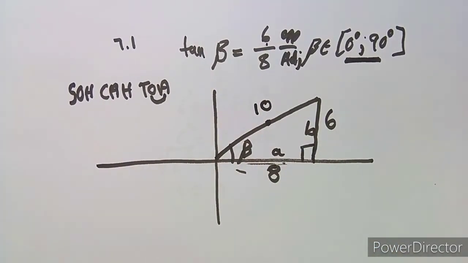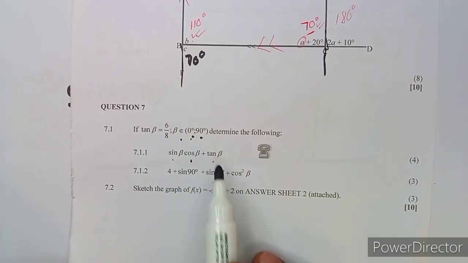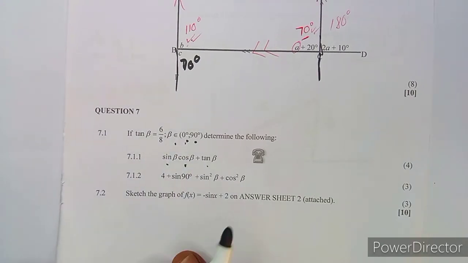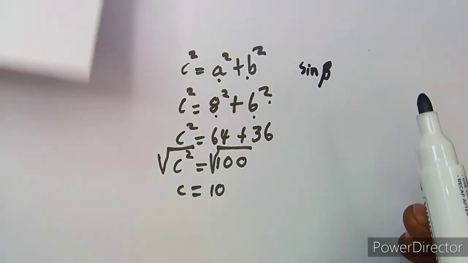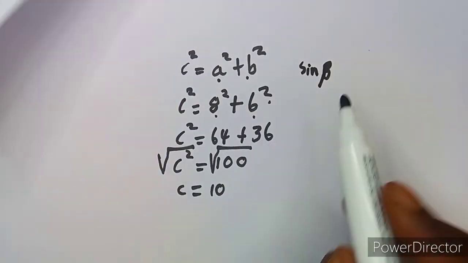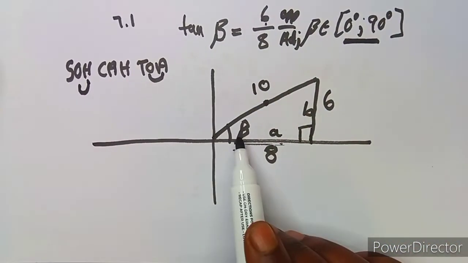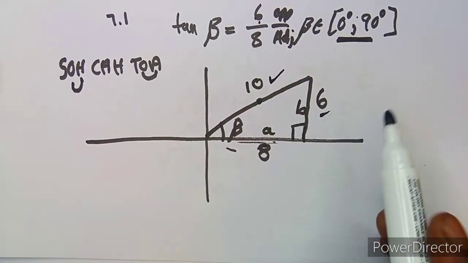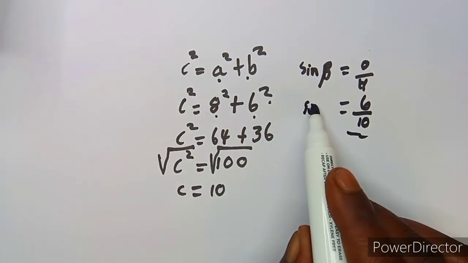So now let's cross check what we have on our question here. If you are to cross check, we need sine beta, we need cos beta. Tan beta is already there, but we need sine beta and cos beta. So let's find these ones. We are going to find the value of sine beta. From this part we said sine is opposite over hypotenuse. What is your opposite in this case? This is your opposite, 6, your hypotenuse is 10, so you've got 6 over 10. That's your sine beta.